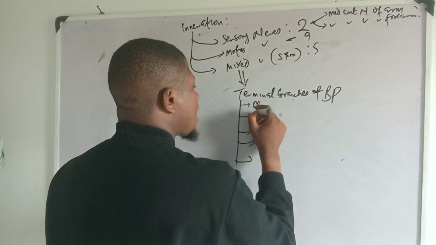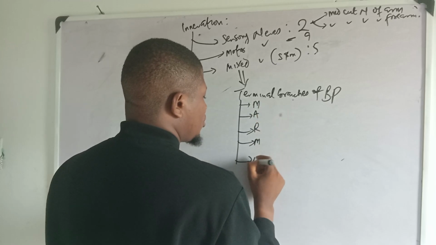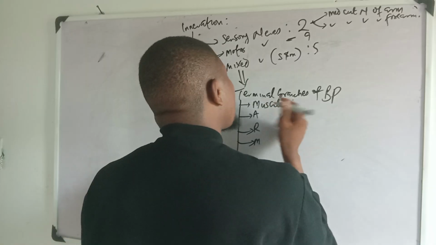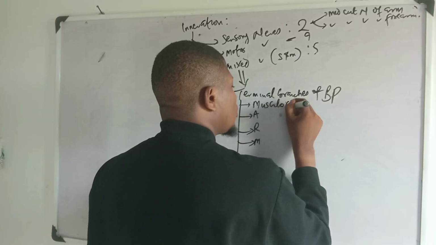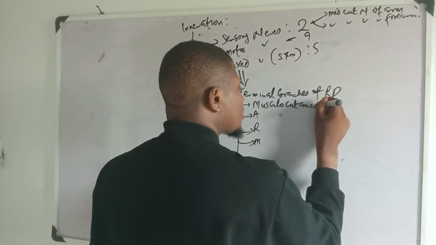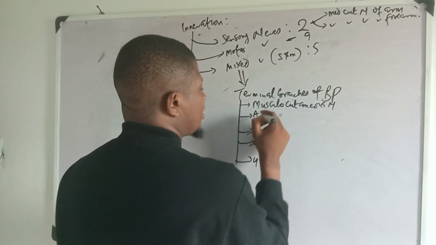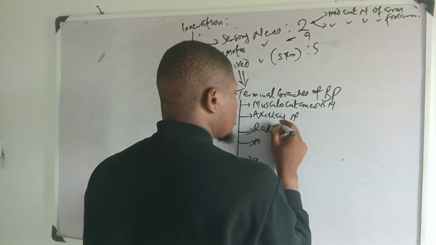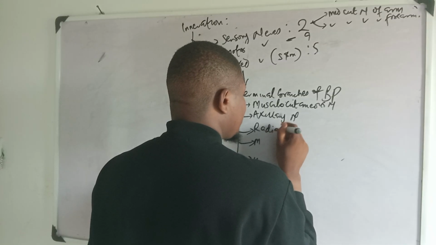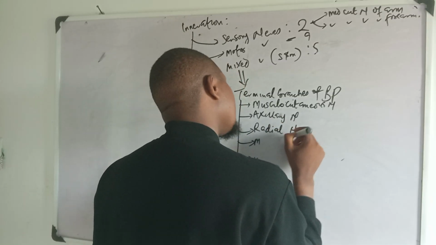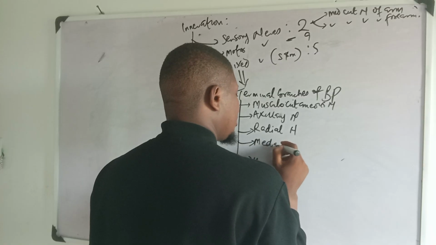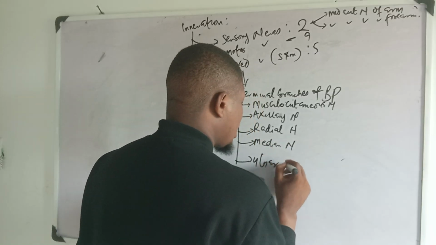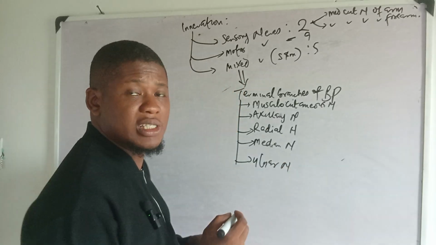I call them MAM. MAM means musculocutaneous nerve. Okay? Then axillary nerve. Remember, axillary nerve is also called circumflex nerve. Radial nerve. Then median nerve. Please, median nerve is also called labrador's nerve. Then ulnar nerve. Ulnar nerve is also called musician's nerve.